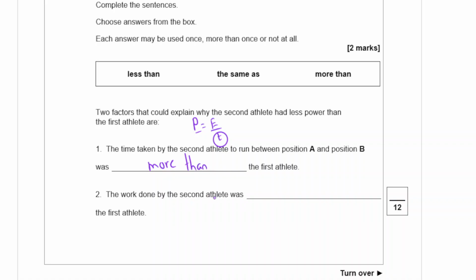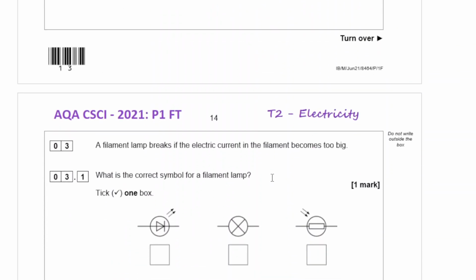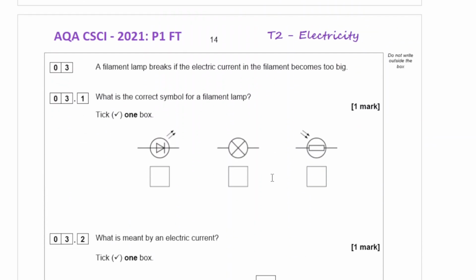The work done by the second athlete was, that should be less than, because if they do more work, that means they're transferring more energy. So that should be less than. That brings us to the end of question number 2. Let's have a look at question number 3, which is on the topic of electricity.